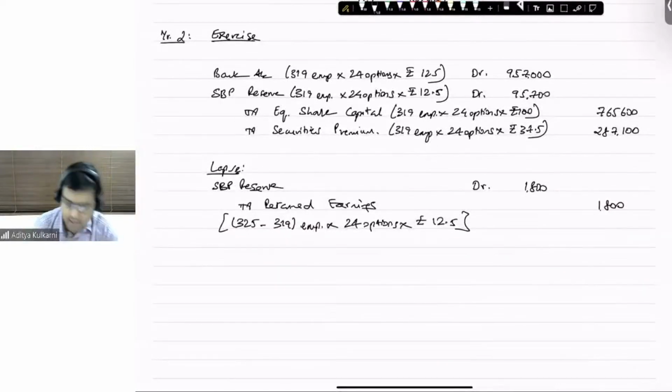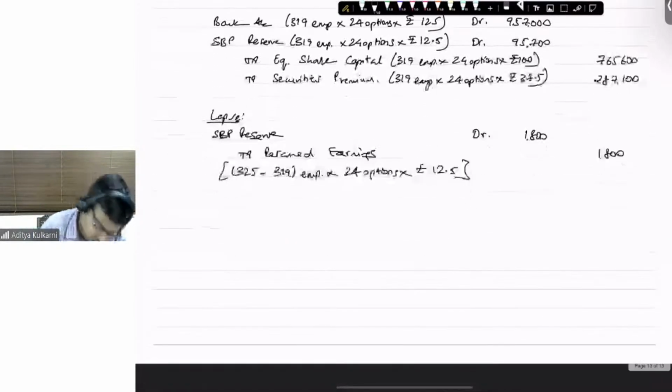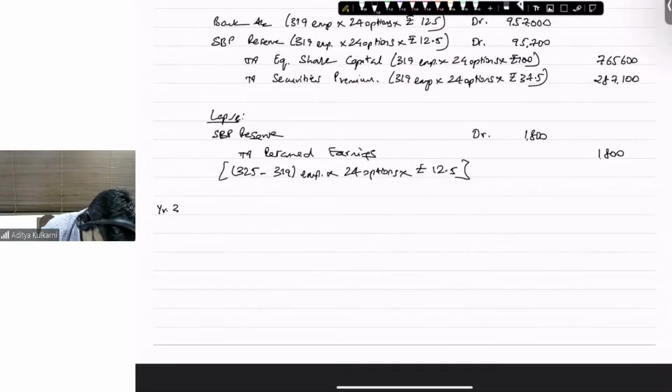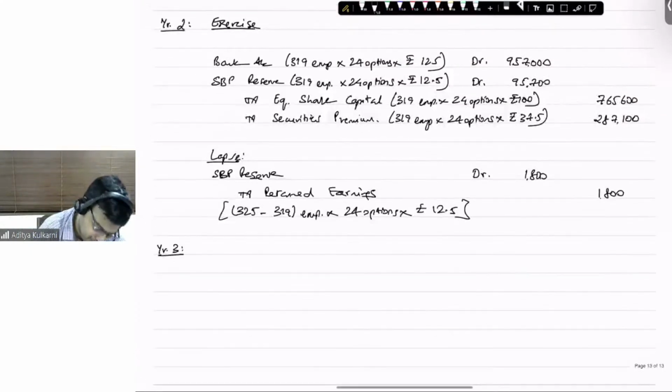All right, so that takes care of year 2. Let us move on to year 3. Before we complete year 3, let me tell you, at the end of year 3, are all the plans expiring? Yes. So technically your SBP reserve balance should be 0. That means at the end of year 3, the check is that the SBP reserve should tally. There should not be any carry forward figure. If that is the case, your answer is right. If that is not coming, then something has gone wrong. So let us have a look.